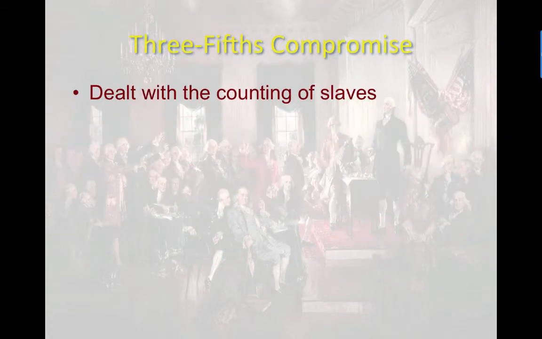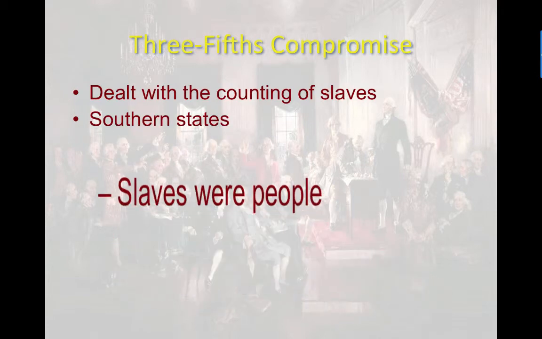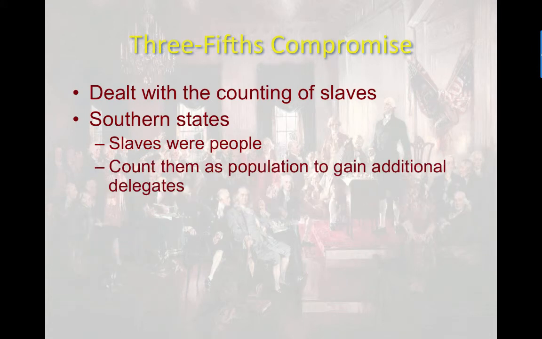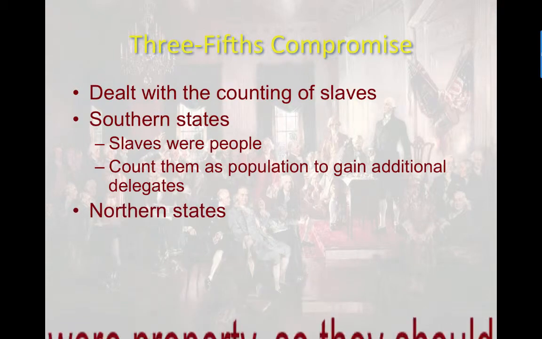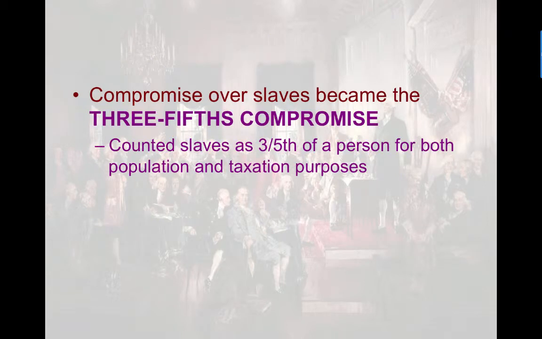The main issue now becomes slavery. Southern states argued that slaves were people, and they should be counted towards population. Of course, this would give them additional delegates. However, northern states used the southern argument by saying that slaves were property, so they should be taxed by the government. After many, many days of compromise, it was agreed that slaves would count as 3/5 of a person for both population and taxation purposes.